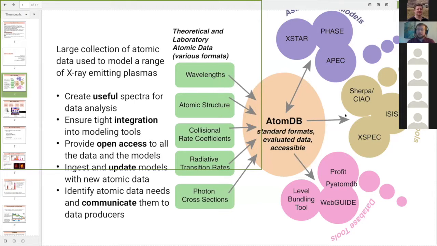Some of ours, APEC is our main one that we use. We have other models based upon the database that we use. And then there is access to the database tools themselves. So this is our PyAtomDB and WebGUIDE interfaces. If you want to know what a collision strength is between two levels, you can actually go and look up the raw atomic data, this interaction here.